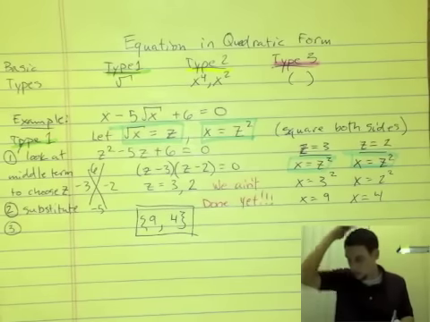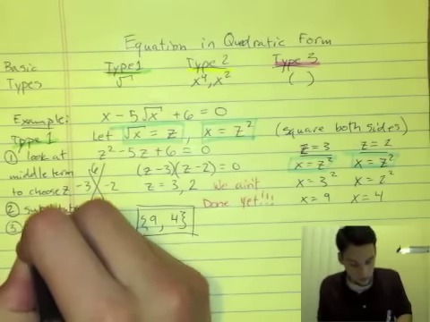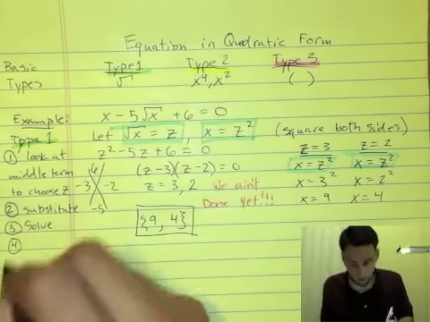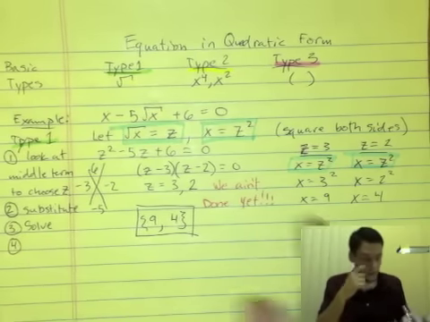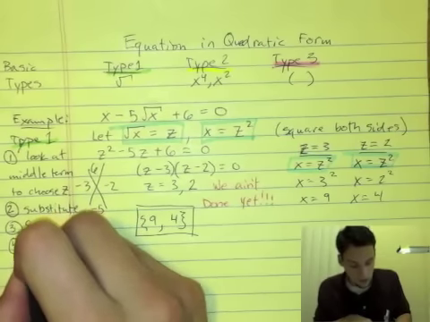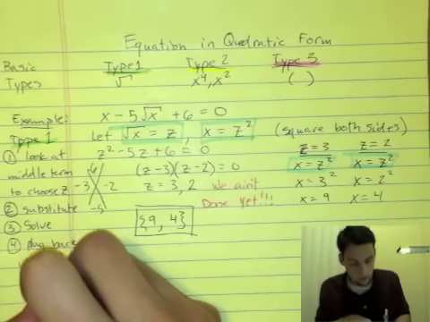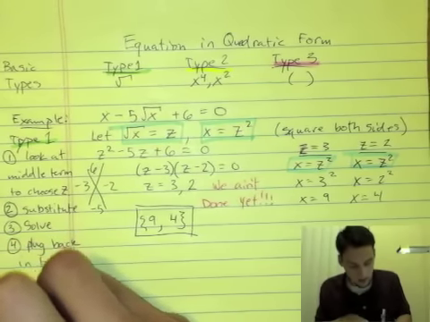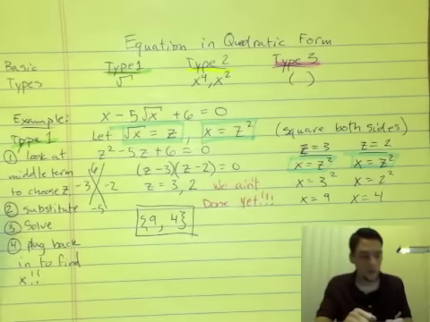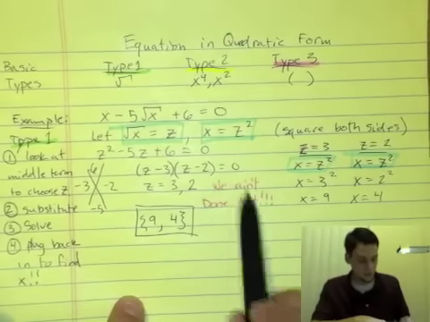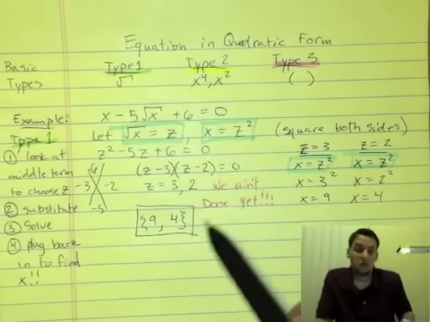Step 3, solve using the z's. Step 4, because you're not done, plug back in to find x. This is important. Or whatever your original variable was. You can't stop here.